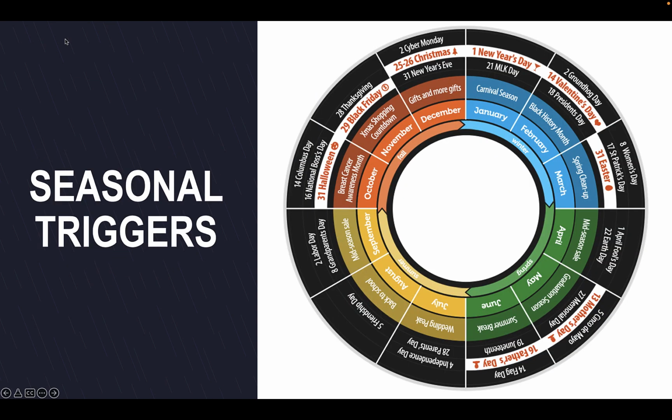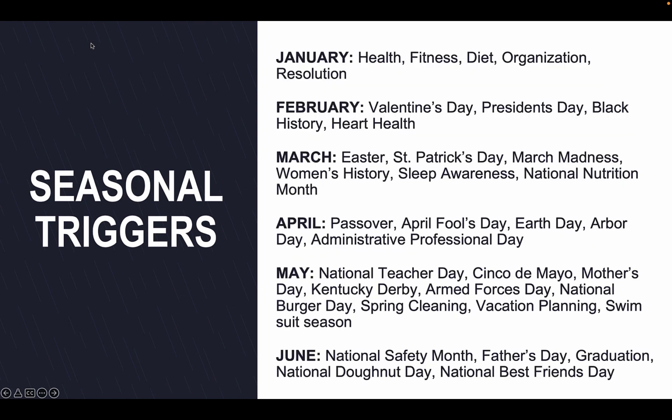So here are just some seasonal triggers in a fancy graph. January: health, fitness, diet, organization, resolution. Everybody does their New Year's resolutions. February, there's some holidays, March, April, May, June. I'm not going to read off all of those. But these are just some holidays and days to think about that might trigger certain events.